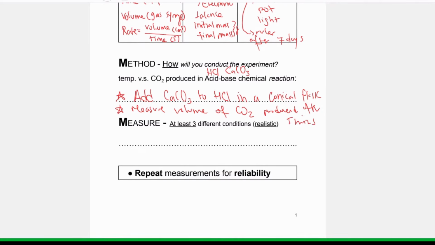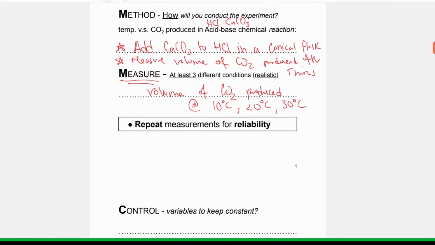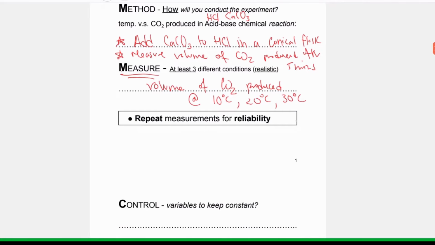For the next section, where we're talking about the measurements, you're measuring the volume of CO2 produced at around 3 to 5 different temperatures. In this case, I will suggest 10 degrees, 20 degrees Celsius, as well as 30 degrees Celsius for 3 realistic temperatures. And don't forget to include the repeating of measurements for reliability, which scores you 1 point every time.